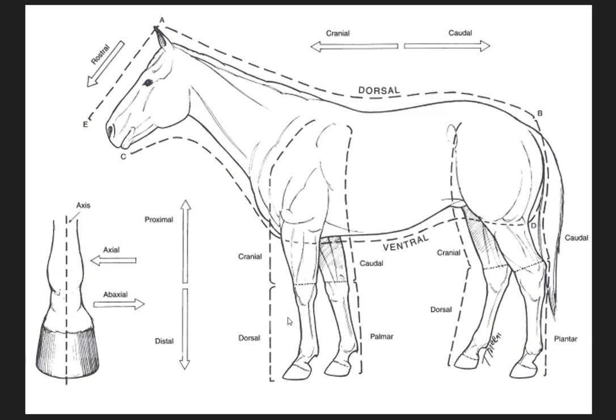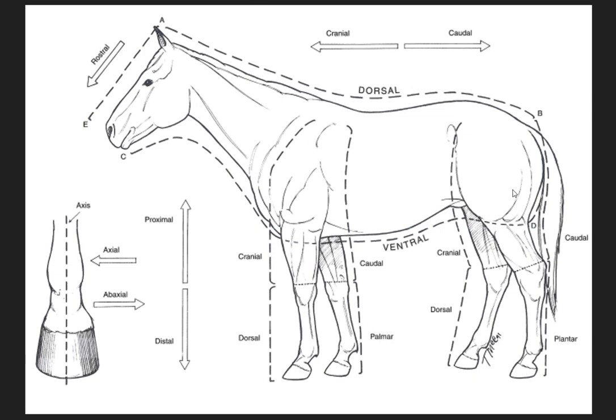Instead, we use two other terms. The first one is called dorsal surface instead of cranial surface. That comes from the dorsum of the hand. The other term you use is palmar surface. Instead of caudal surface, you use palmar surface. That comes from the palm of the hand.